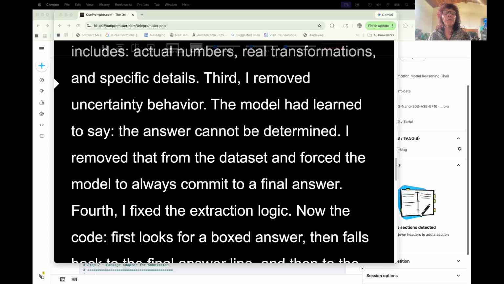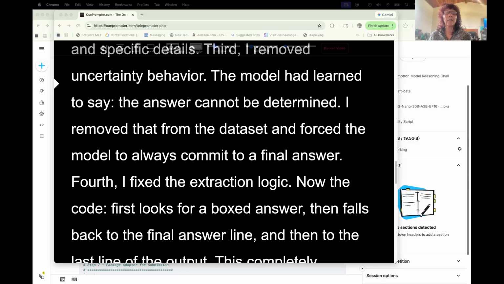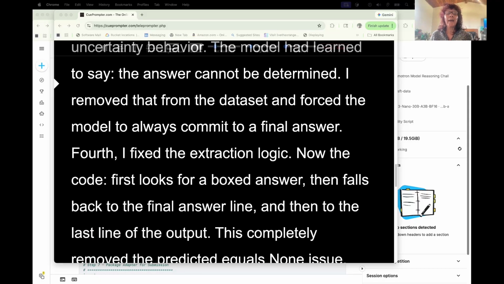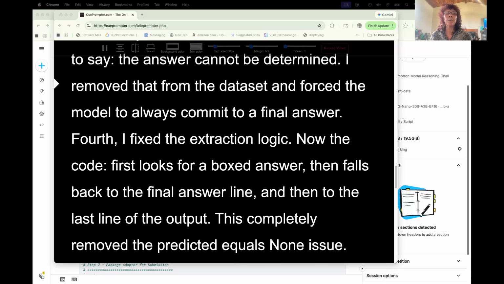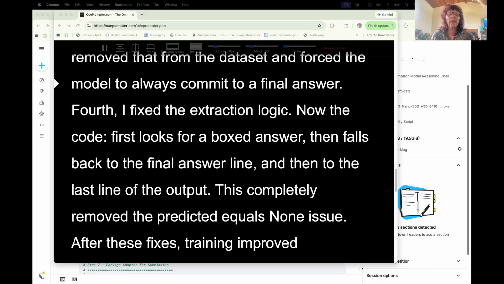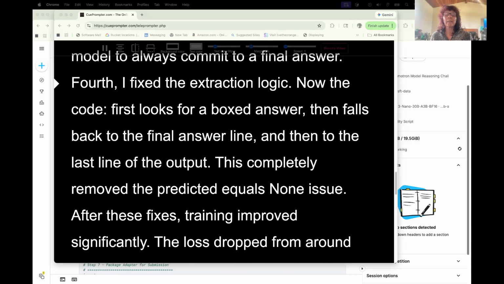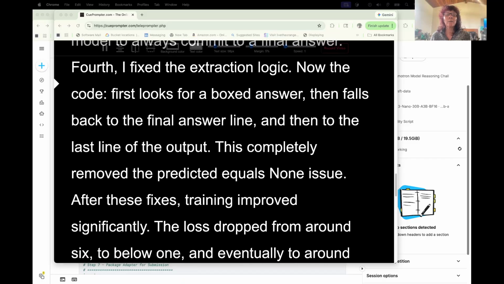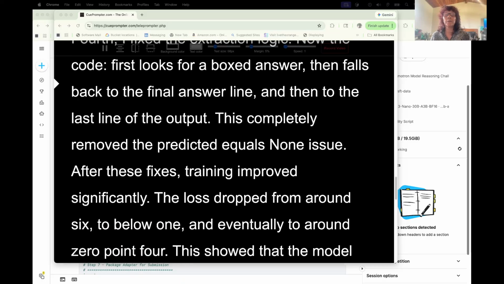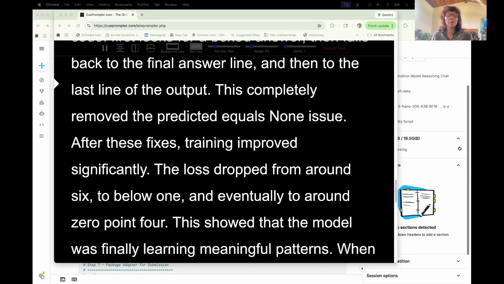Third, I removed uncertainty behavior. The model had learned to say the answer cannot be determined. I removed that from the dataset and forced the model to always commit to a final answer. Fourth, I fixed the extraction logic. Now the code first looks for a boxed answer, then falls back to the final answer line, and then to the last line of the output. This completely removed the prediction equals None issue.